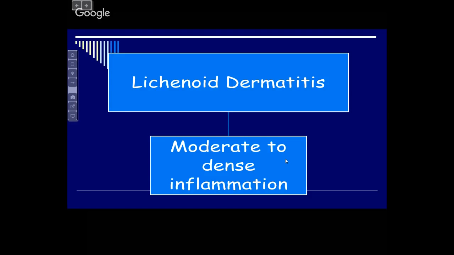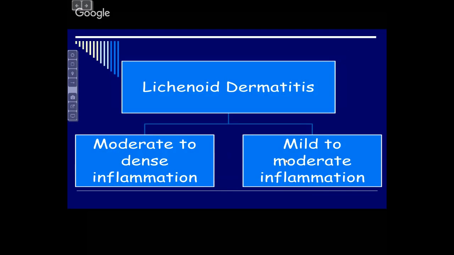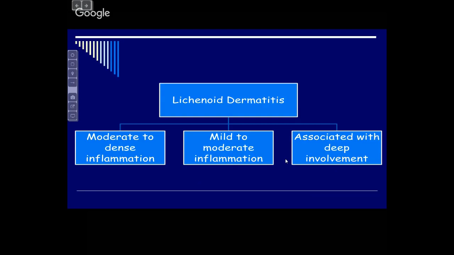When you're looking at lichenoid dermatitis, what is the algorithmic approach? You want to look at the degree of inflammation. Is it moderate to dense? Is it mild to moderate? Or is it associated with a deep involvement? So either it is not associated with deep involvement or it is. So we are going as an algorithm.